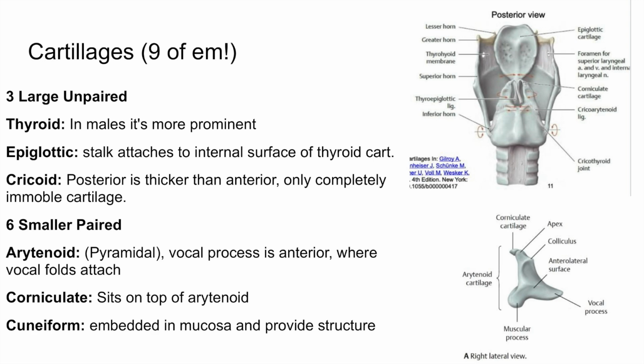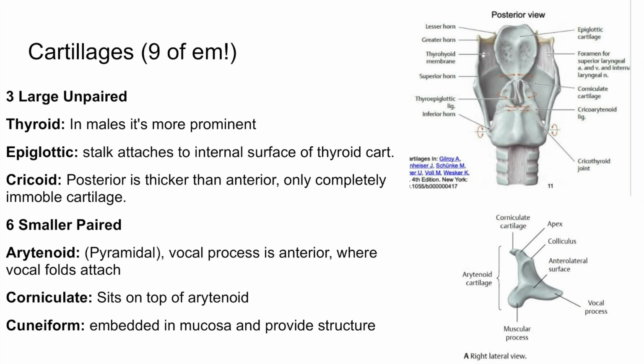Now shifting to the paired cartilages, which is where the real motion starts to happen. So the arytenoid cartilages are going to be sitting on top of the posterior cricoid, like two little pyramids, and they are the control knobs for the vocal cords. Each has a vocal process anteriorly where the true vocal folds attach, and a muscular process laterally for muscle attachment. When these rotate or slide, they open and close the rima glottidis, and this is how you abduct or adduct the vocal cords.